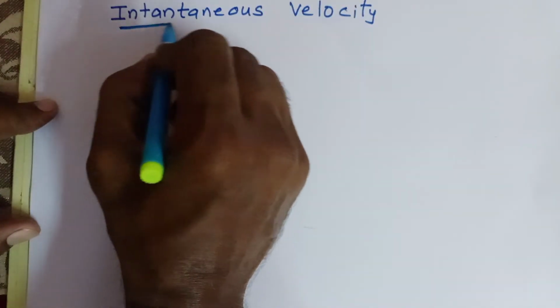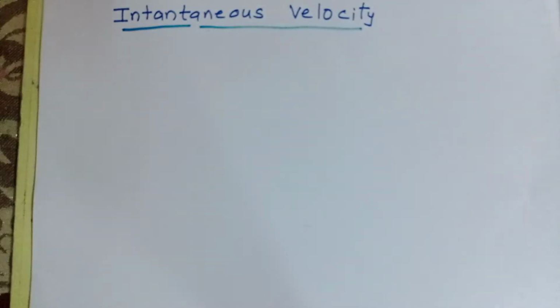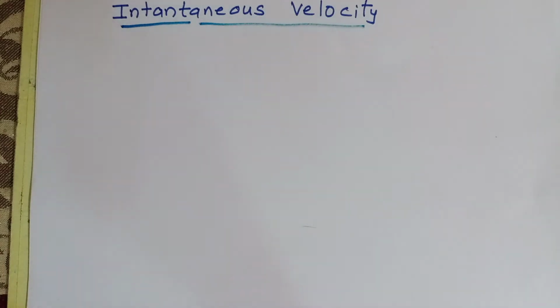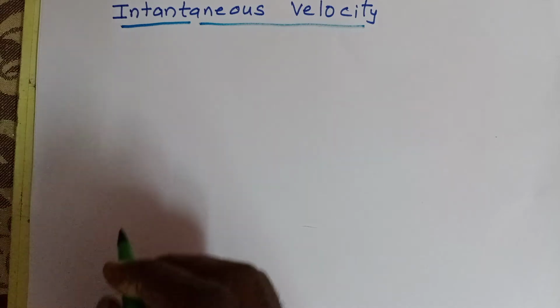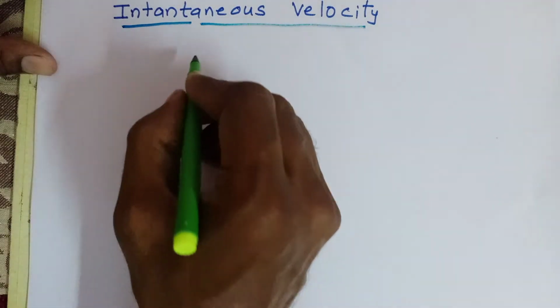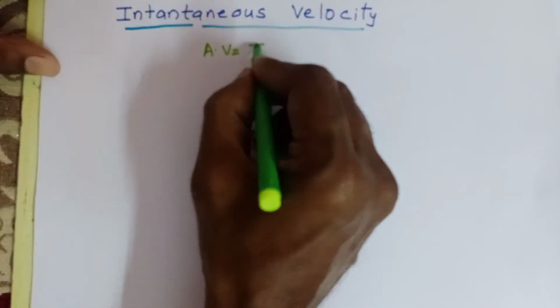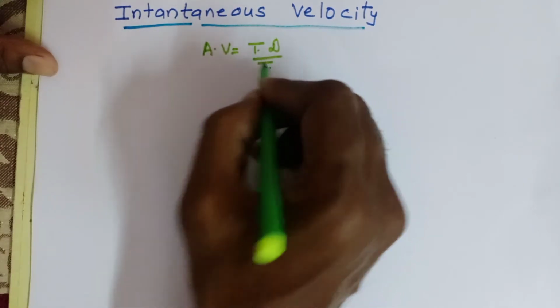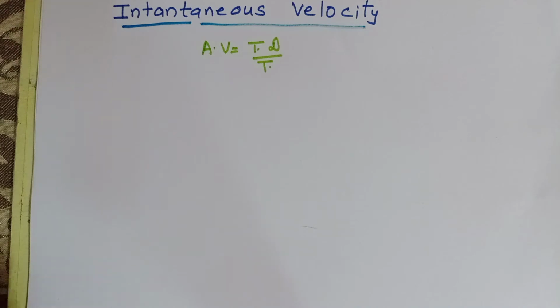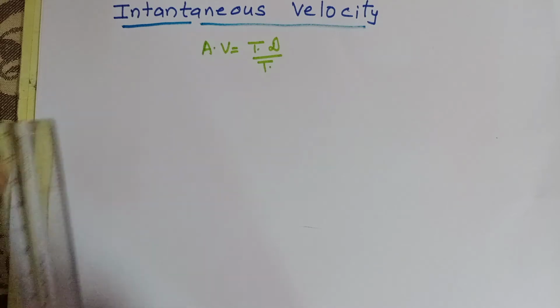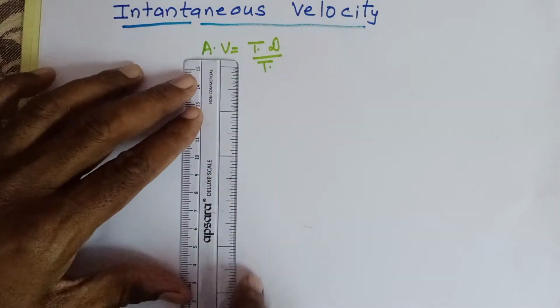We will discuss instantaneous velocity and instantaneous acceleration in one dimension. Average velocity we all know. What is average velocity? Average velocity is total distance upon total time. But if we want to calculate the velocity at one particular instant, then we have to calculate the instantaneous velocity.